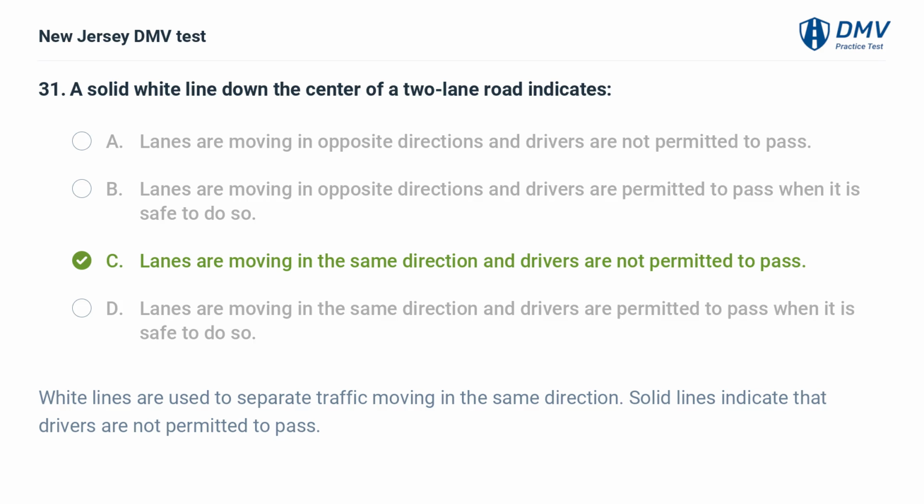C. Lanes are moving in the same direction and drivers are not permitted to pass. White lines are used to separate traffic moving in the same direction. Solid lines indicate that drivers are not permitted to pass.